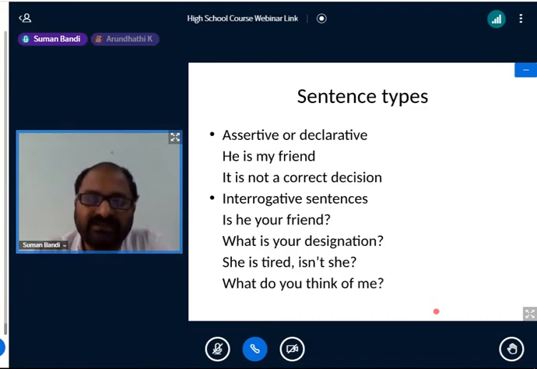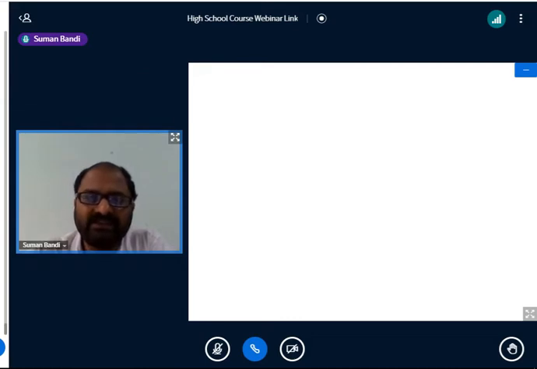So in sentence level grammar, we have looked at sentence types, which is easy. Most of you are aware of it already. Next is sentence structures.